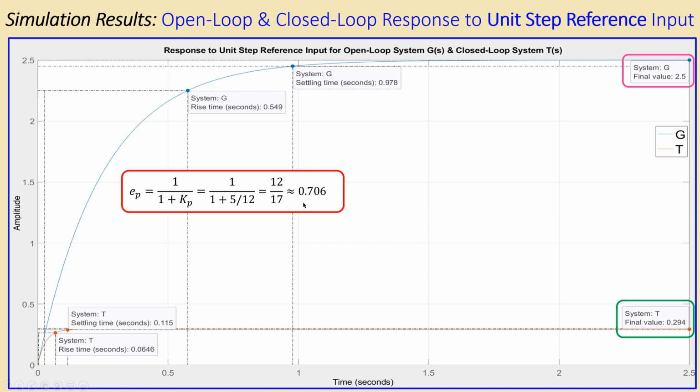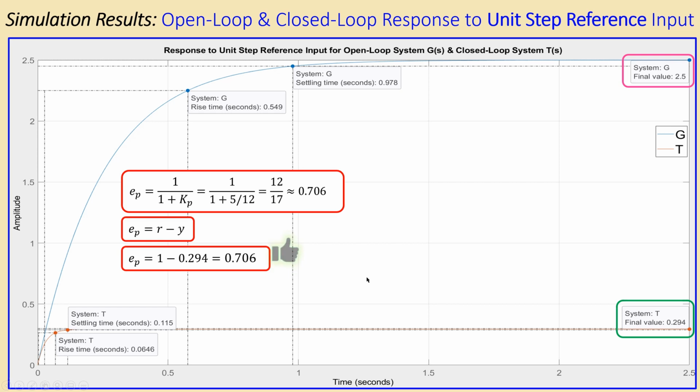So from the calculation, we had an error of 0.706, and the input is 1. So R is 1, and Y is that output. So that is indeed the error we have, and the calculation and the simulations do confirm this for the first example.